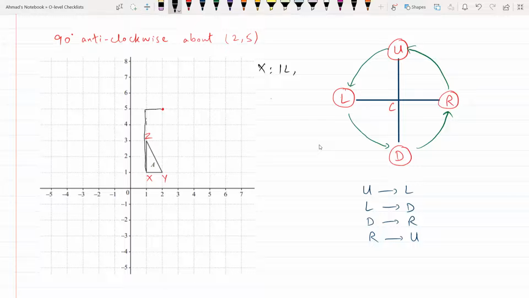1 left and then 4 down. That's how we reach this point x. Okay. 1 left and 4 down.